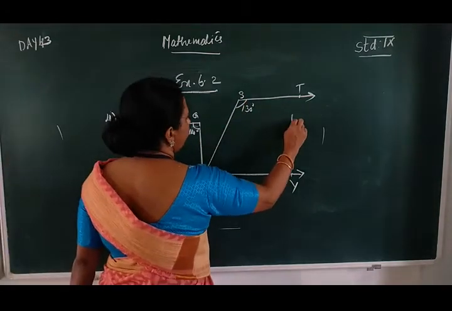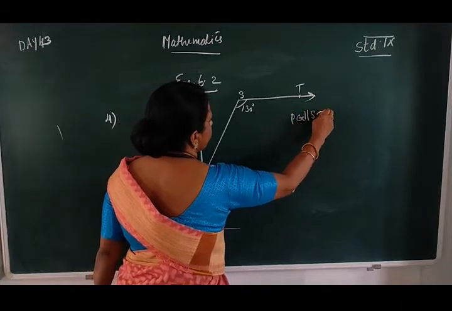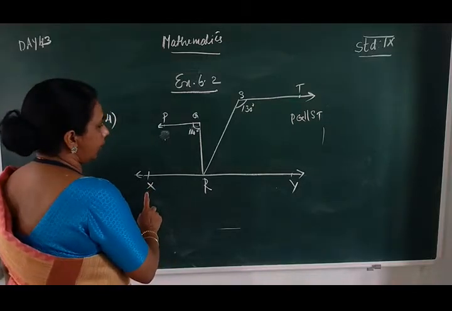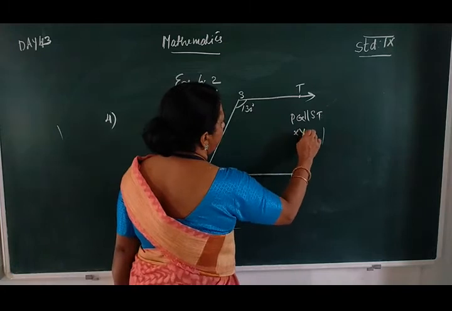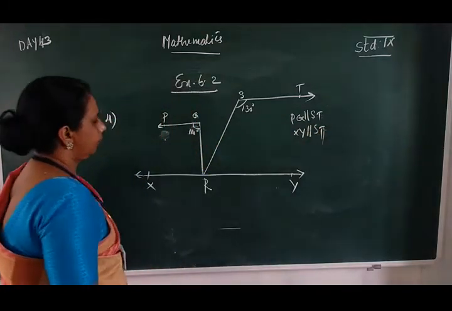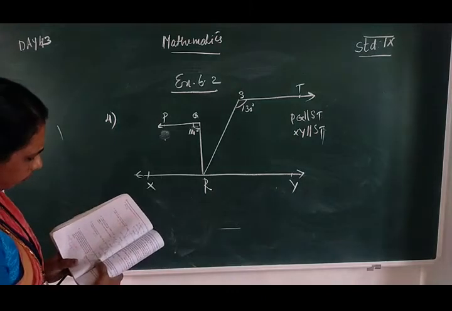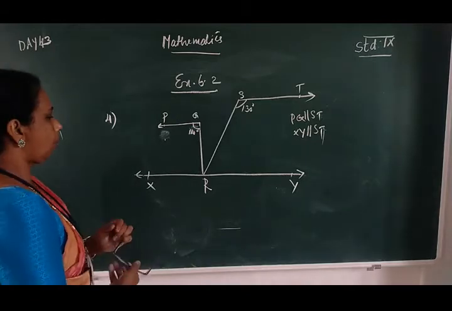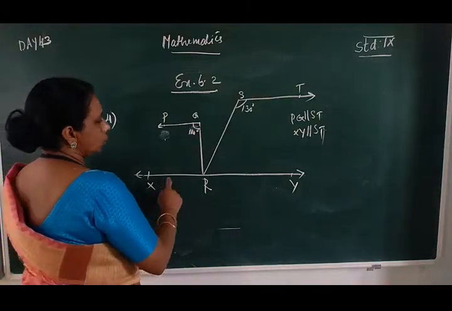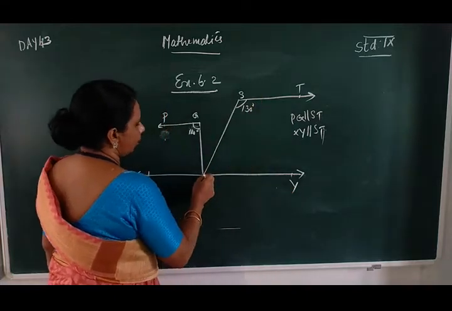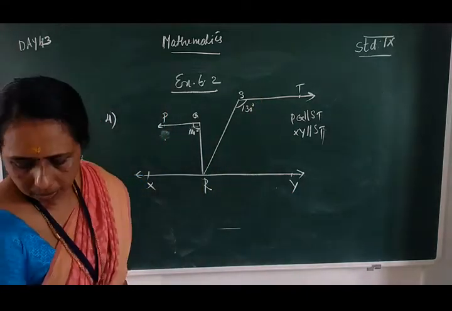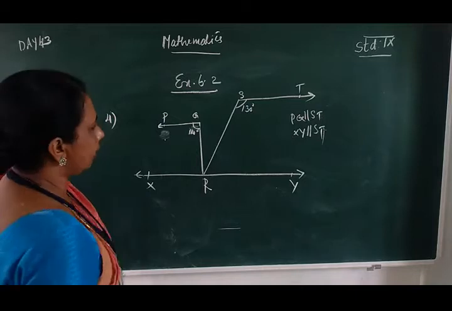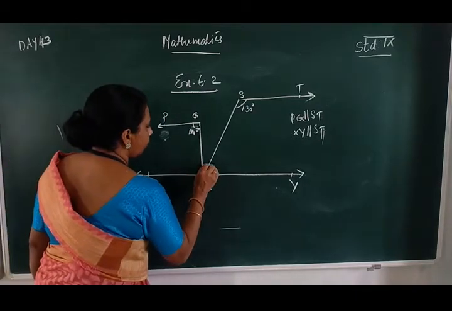Here, given PQ parallel to ST, I have the construction. Draw XY parallel to ST. Draw a line parallel to ST through R. Here we are drawing a line XY parallel to ST through the point R. We want to find angle QRS. This angle we want to find.